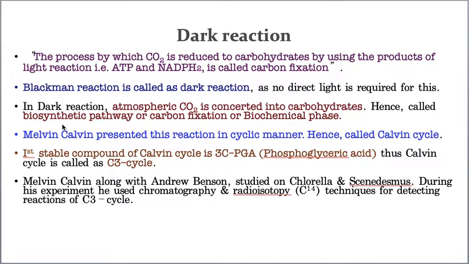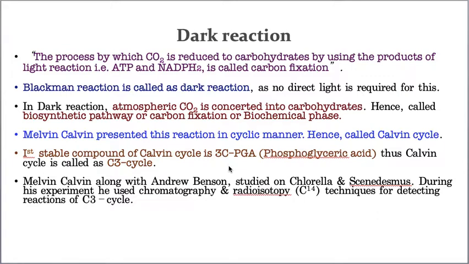See, I also don't have this many names. Dark reaction has so many names, okay? It is called carbon fixation, and it is called the biosynthetic pathway. As this reaction is explained by Melvin Calvin, it is also called Calvin's pathway. As the idea of the dark reaction was given by Blackman, it is also called Blackman's reaction. In this whole reaction, the first formed stable compound is a 3-carbon compound called phosphoglyceric acid. That's why it is also called the C3 cycle.